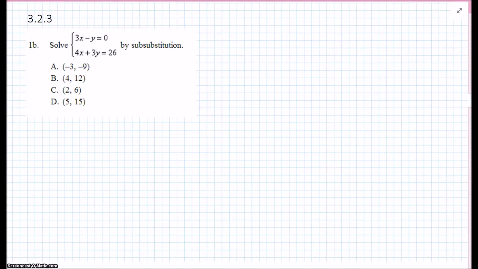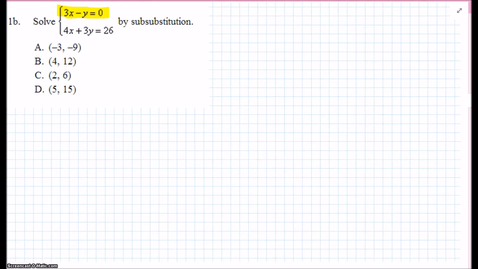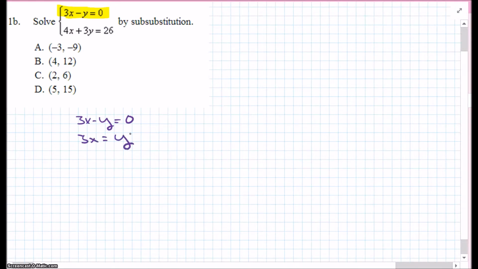1B, solve by substitution. Okay. Let's look at the first equation. Let's solve for that. So I get 3x minus y equals 0. So let's just flip y. So 3x is going to equal y. So that was a pretty easy one to do for us.